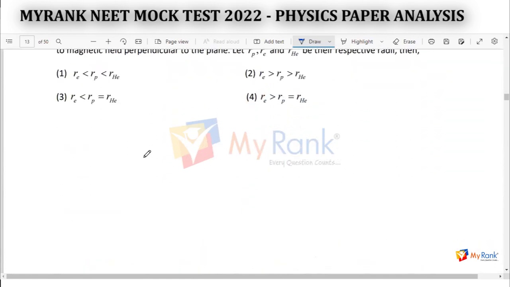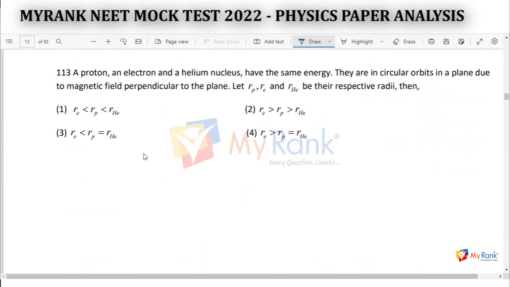And the next. A proton, an electron, and a helium nucleus have the same energies. So energies are the same, students, for all of these. They are in circular orbits in a plane due to a magnetic field perpendicular to the plane. Let RP, RE, RHe be their respective radii. So here it's given proton, the next electron, and helium nucleus, right?